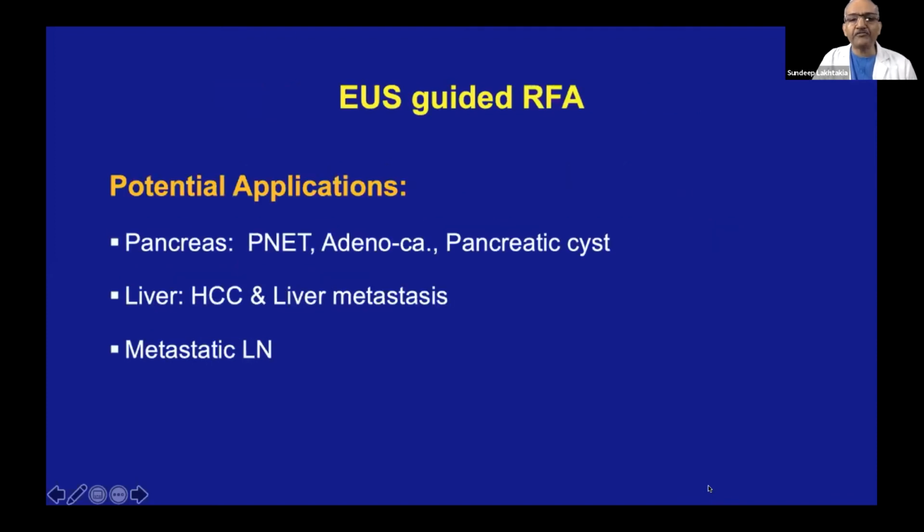The potential applications of EUS RFA in the pancreas are for pancreatic neuroendocrine tumors, both functional and non-functional, or adenocarcinomas to reduce the size. It's a palliative treatment, and also for pancreatic cyst where it can be used for ablation. For liver HCC, we know RFA is used percutaneously for several sites in the liver, but some of the sites are quite deep and not easily accessible by percutaneous means, either ultrasound or CT guided, and such lesions can be accessed by EUS. The same goes for liver metastasis, say from colon cancer, and isolated metastasis. Solitary metastatic lymph nodes can also be ablated. So these are some of the indications where EUS has been tried and reported.